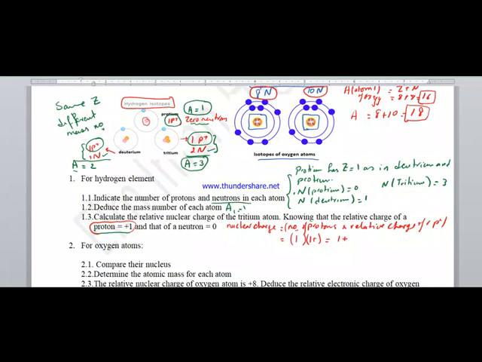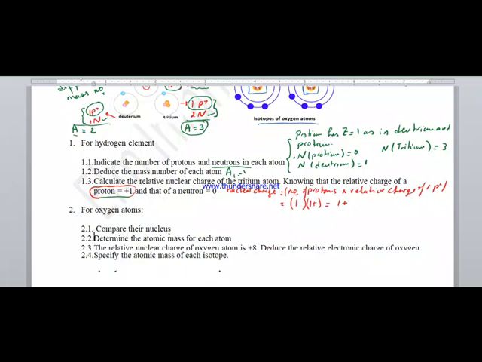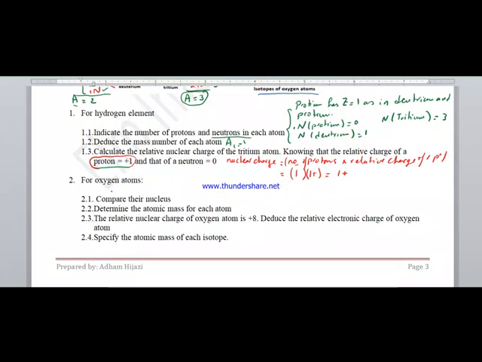We calculate the relative nuclear charge by using the following relation. For oxygen atom, compare the nuclei. In order to compare the nuclei of oxygen atoms, we must compare the composition of the nucleus, meaning we must talk about the number of protons and the number of neutrons.